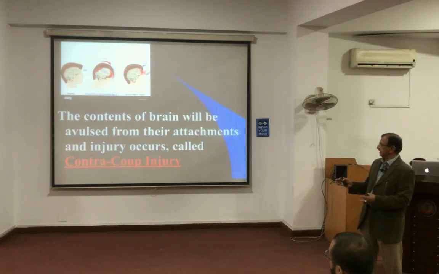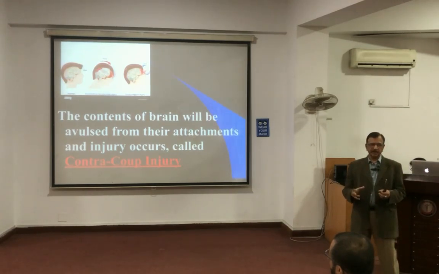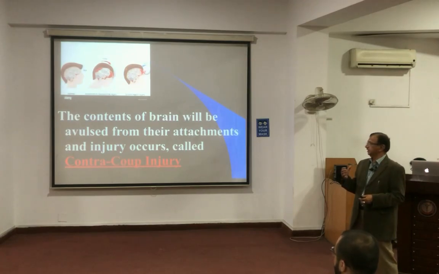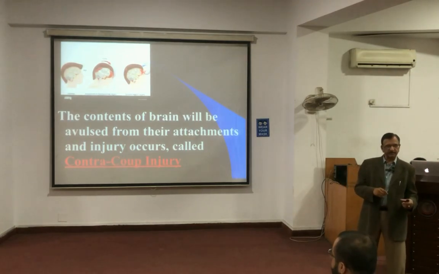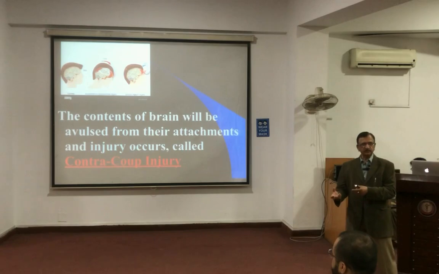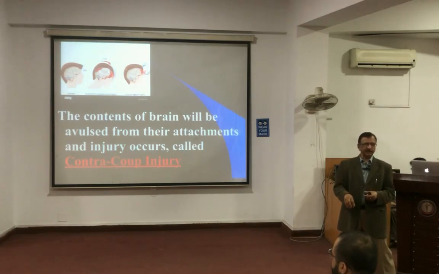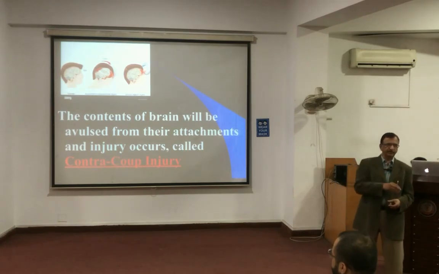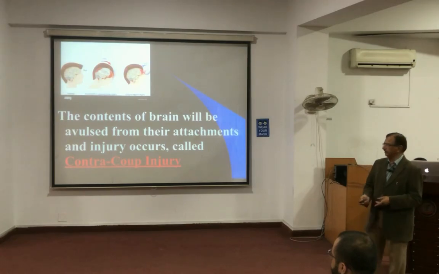So this is a classical example of the skull when a moving object strikes, or the moving head strikes a stationary object. At the point of impact there will be coup injury, and opposite the point of impact will be contra coup.